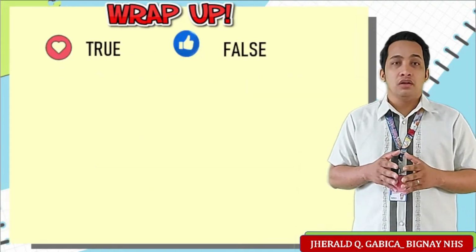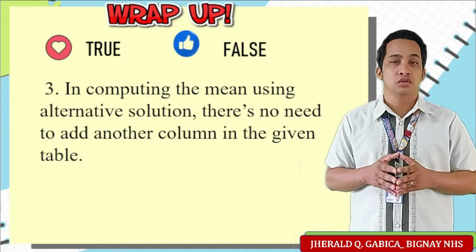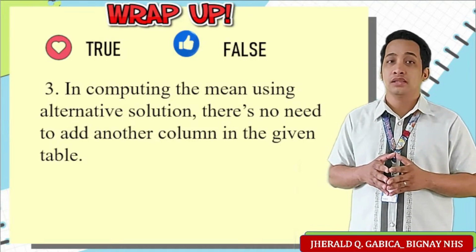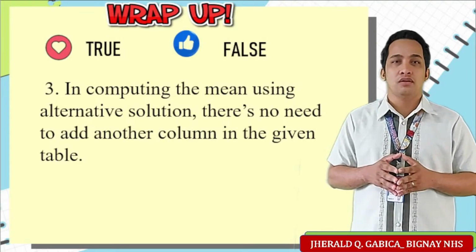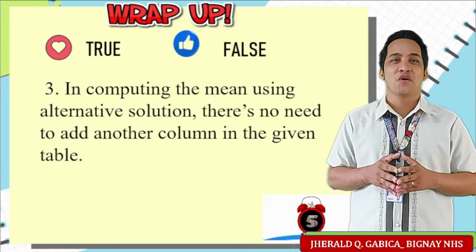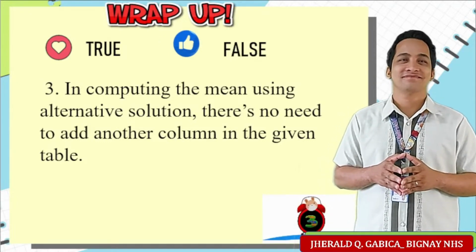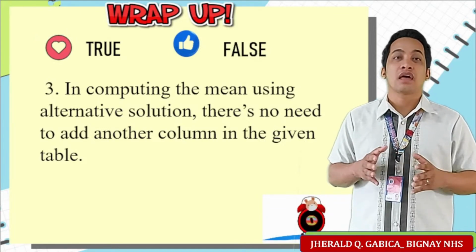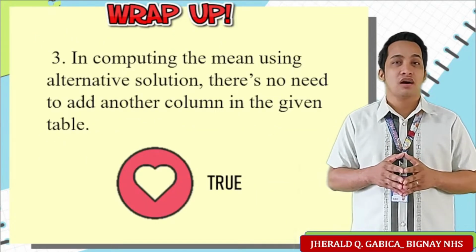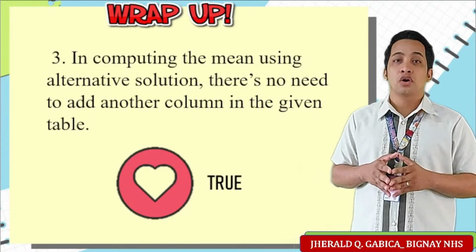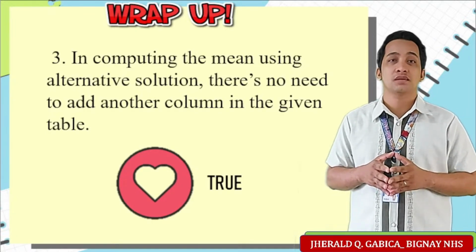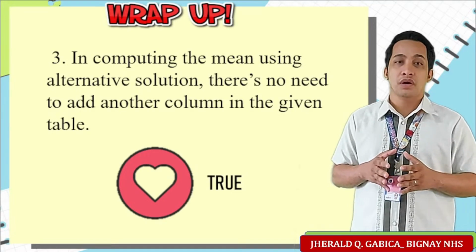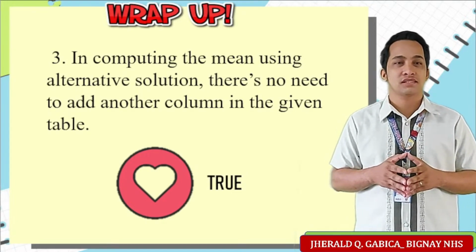Number 3. In computing the mean using alternative solution, there's no need to add another column in the given table. 5 seconds. Go. 5, 4, 3, 2, 1. Time's up. The correct icon is heart. What we just need to do is to get the summation of x times the probability of random variable x.